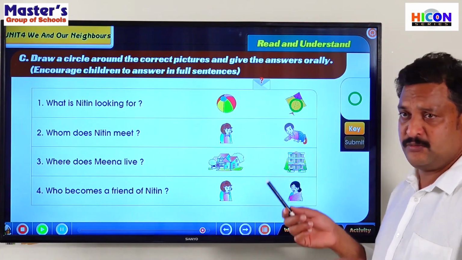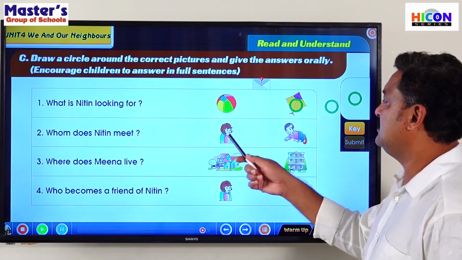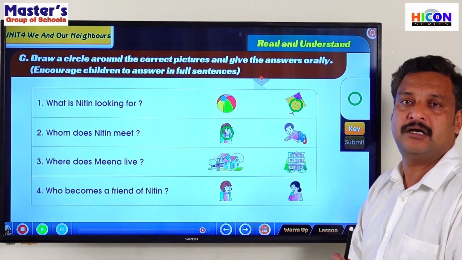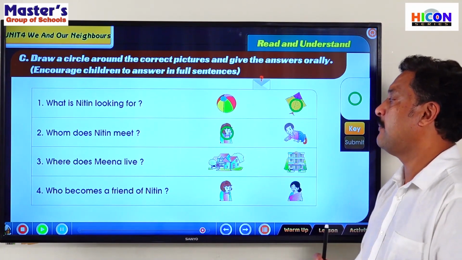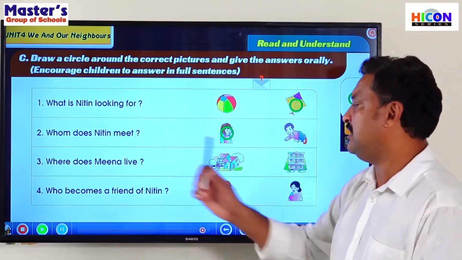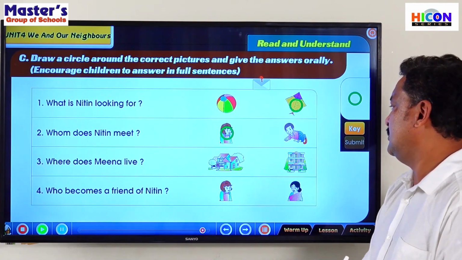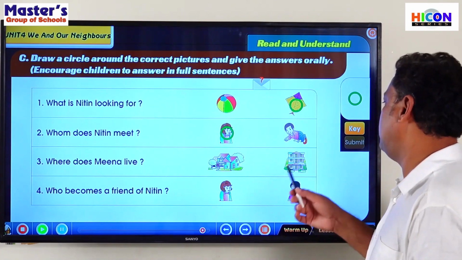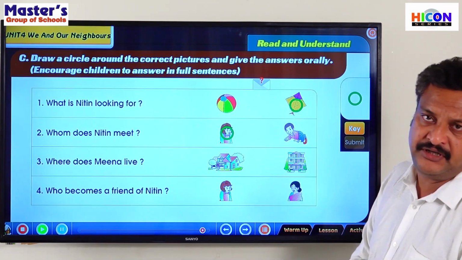He saw a small girl coming out of the house, isn't it? Yes, so what is the right answer? A girl, right? So he met a girl. Nitin met a girl in the house. Where does Meena live? Is it that she was living in a house there or a big bungalow or a mansion kind of a thing? Where did Meena live there?